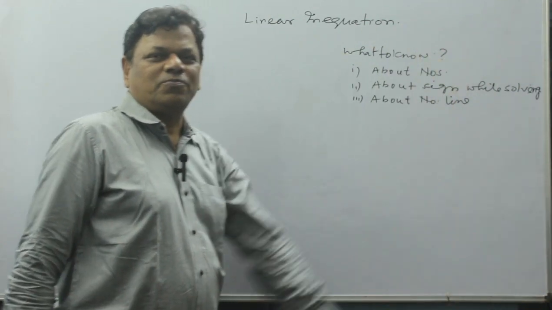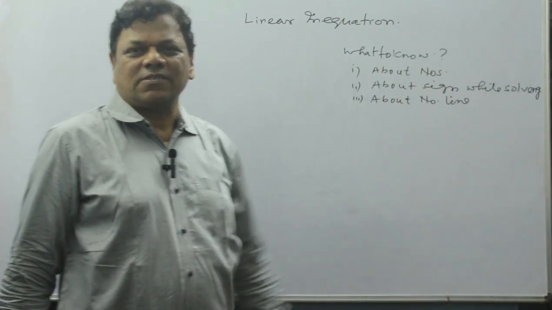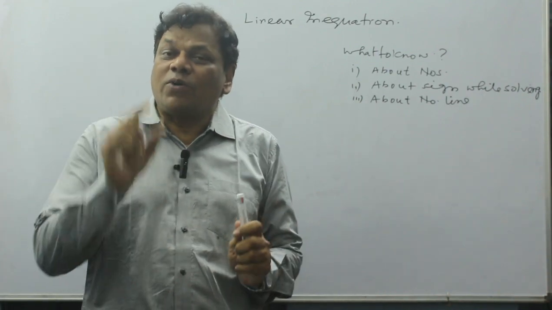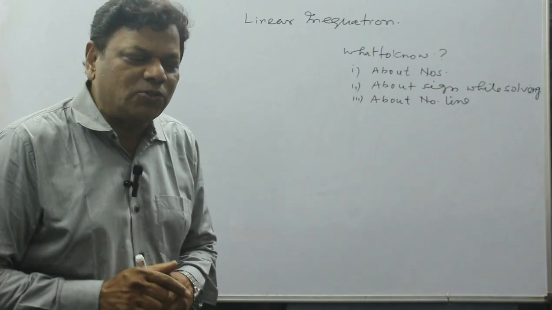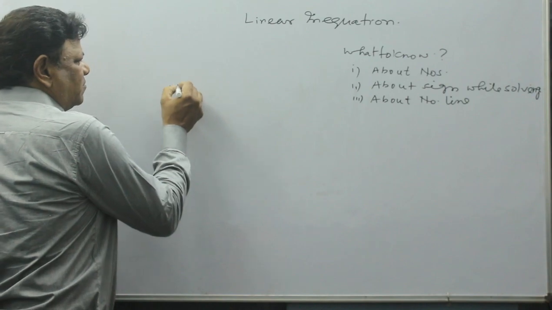What to know before learning this chapter? What to know about numbers. About numbers means the different types of numbers that you already know, which are required while doing the linear inequation. For that I am going to explain in a very easy manner. First, natural number.